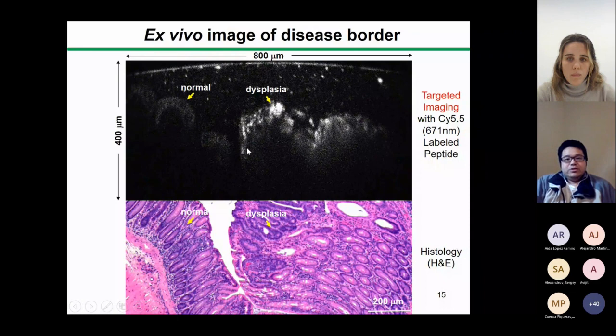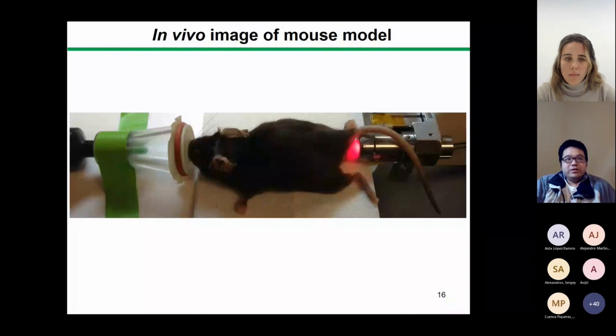But actually, there's one thing missing, just like the dynamics of the peptide binding. So with the supercontinuum laser, we plan to study the binding dynamics using the supercontinuum, which is a pulse laser. And we are also developing the FLIM system based on this supercontinuum laser to study the dynamics of molecular targeting. And this is the study using the handheld system for the mouse.